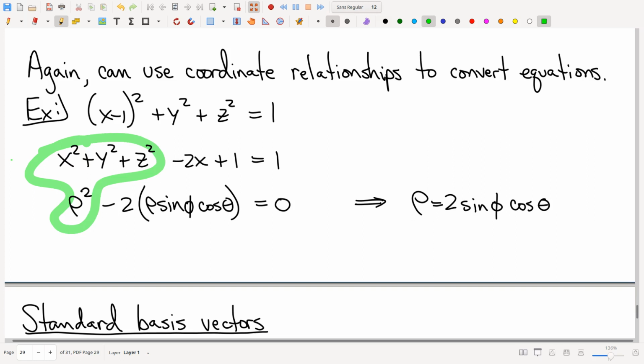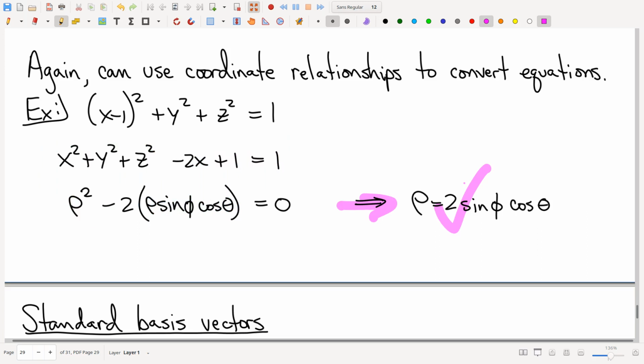There you go. You can rewrite x squared plus y squared plus z squared as rho squared. Everything else is literally just a matter of plugging in known formulas. So there you go. Of course, these ones cancel. That's handy. And then nice punchline. You can just solve for rho in this equation. And there's the spherical equation for that initial offset sphere. Okay. All right.